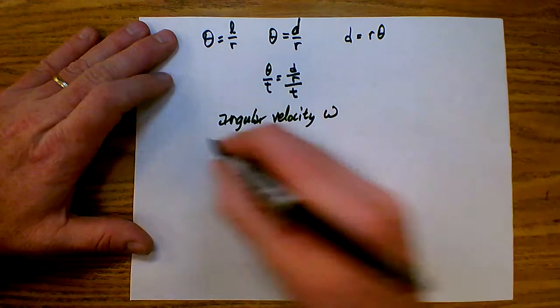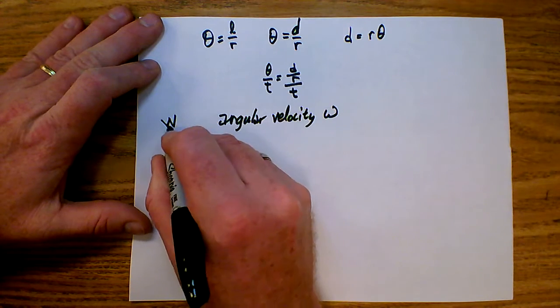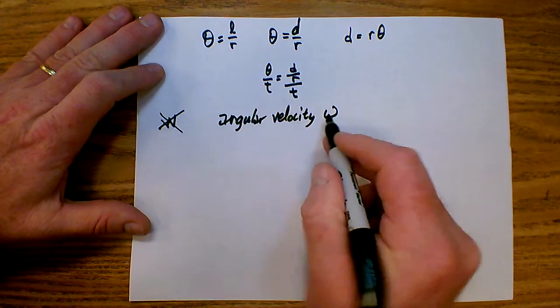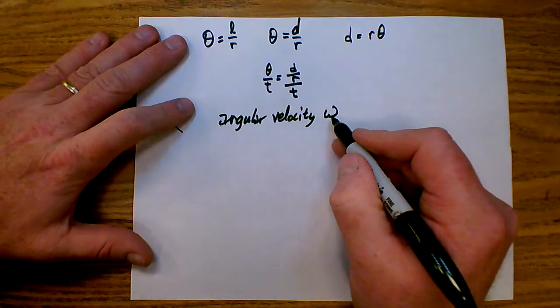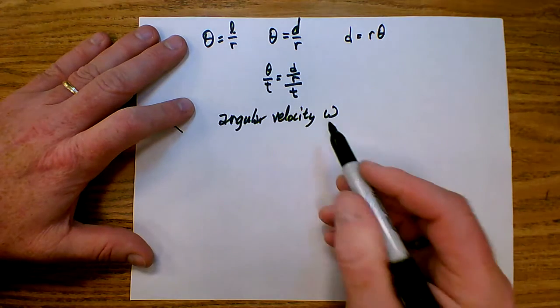A W would look like this. W would have pointy tips here. Omega is not a W, it's got rounded tips. And so it's a Greek letter omega. It's a lowercase, and that is a symbol we use for angular velocity.